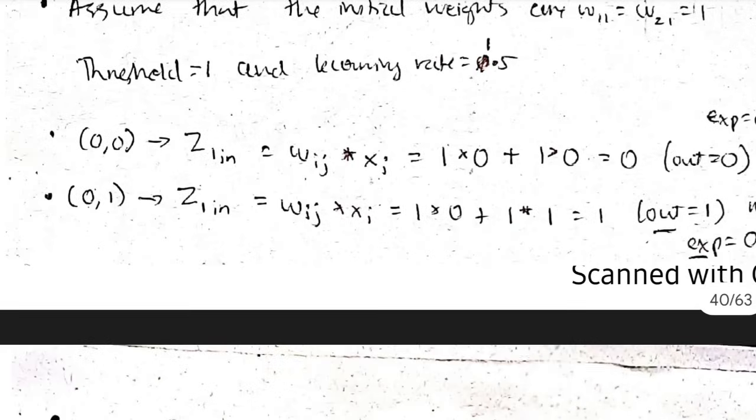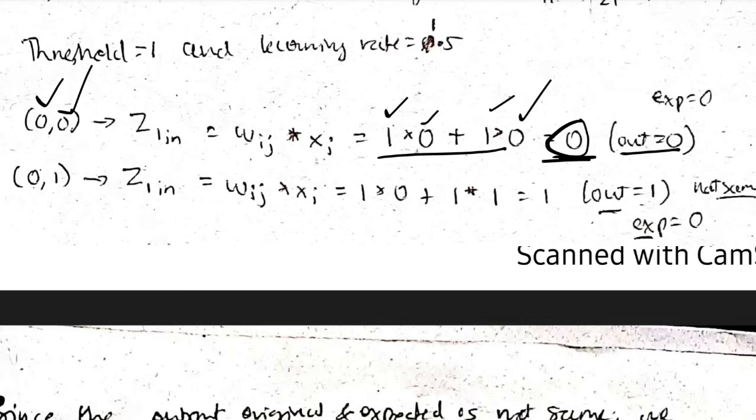Okay, so let's have a look at how it happens. First the x1 and x2 values I'm inserting here. Wij into xj, that is nothing but x1 into w11 plus x2 into w12.